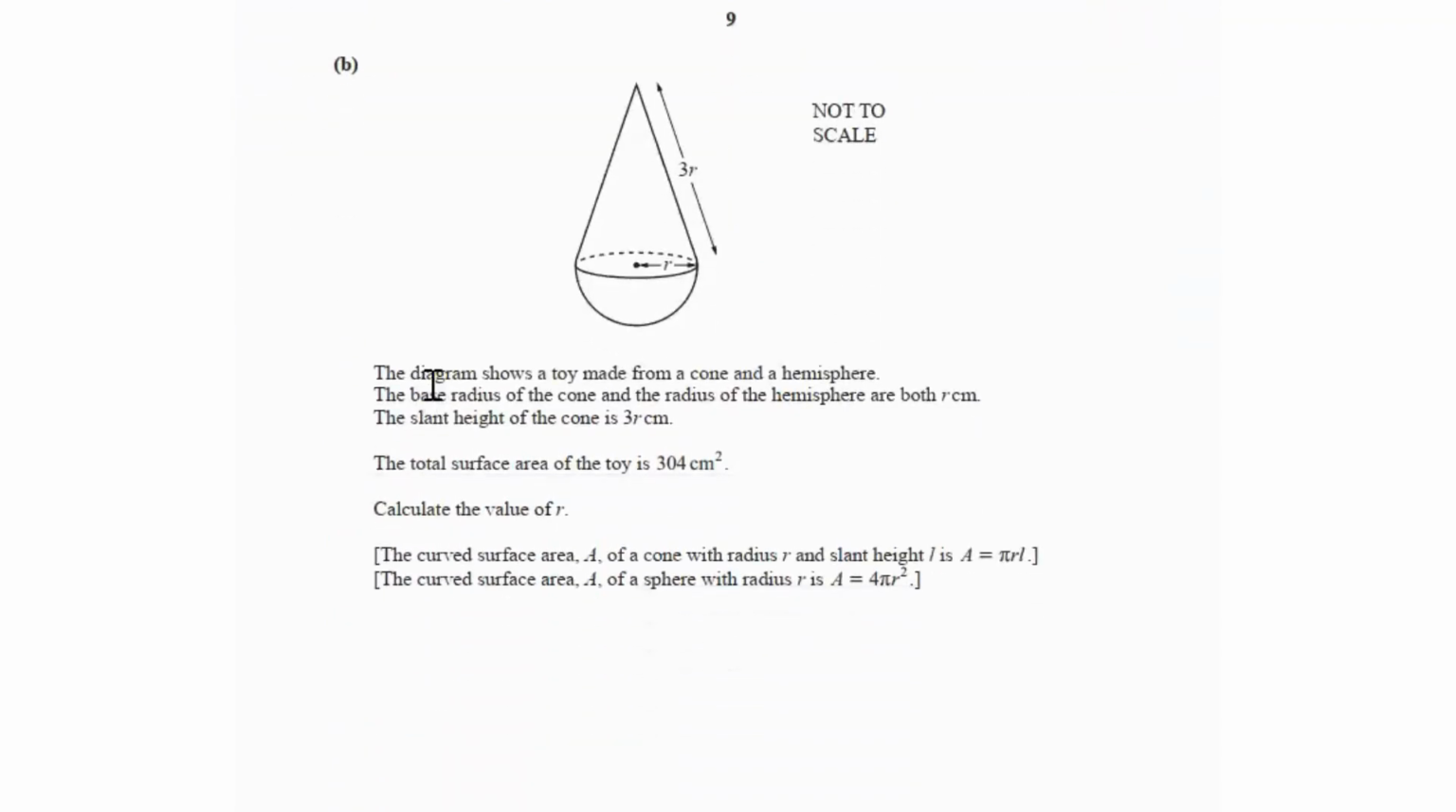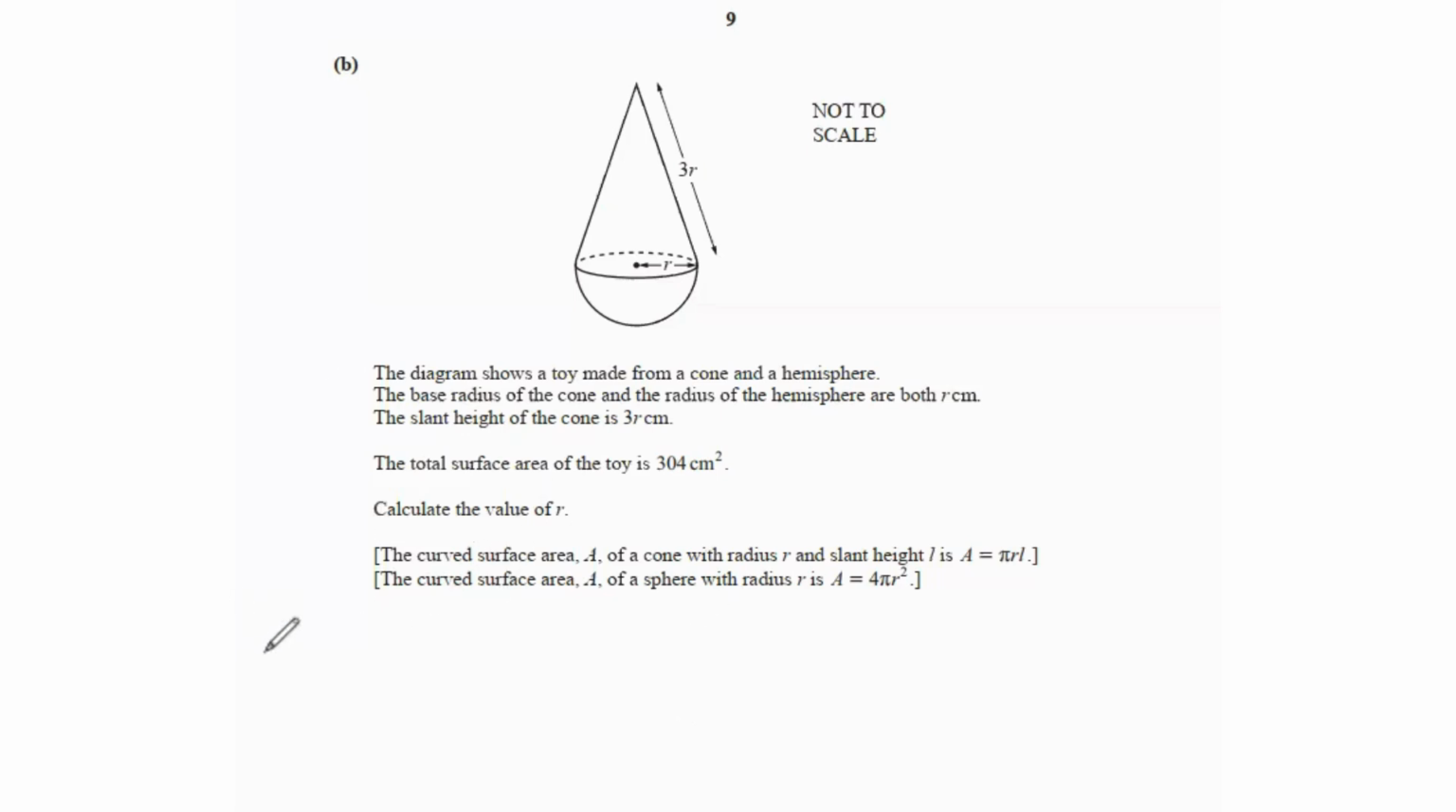Part B says the diagram shows a toy made from a cone and a hemisphere. The base radius of the cone and the radius of the hemisphere are both r centimeters. The slant height of the cone is 3r centimeters. The total surface area of the toy is 304 centimeters squared. Calculate the value of r. So basically, we have to find the radius.